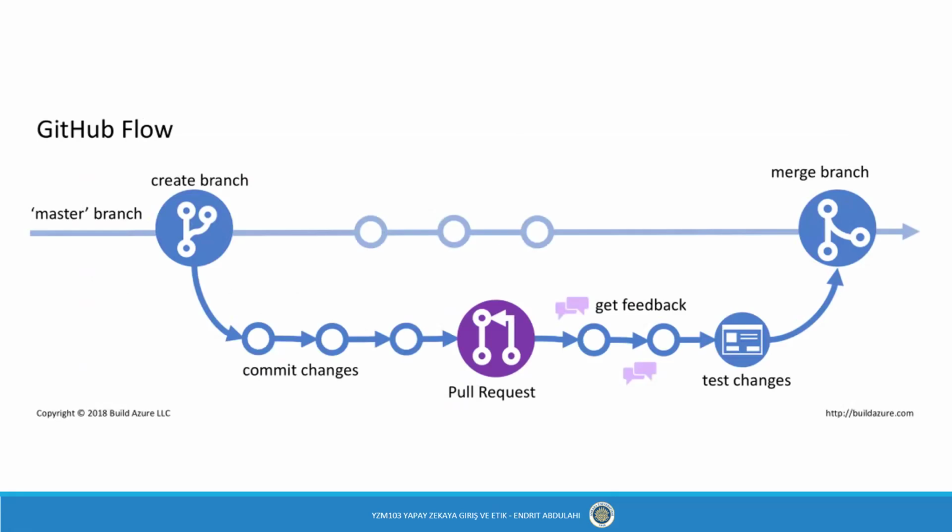Here we have an image illustrating a normal GitHub flow. We have the master branch, oftentimes also called just the main branch. From there, you can create a new branch where you can add changes, updates, or whatever you want, and commit those changes. But when you do commit those changes, you're making a pull request.